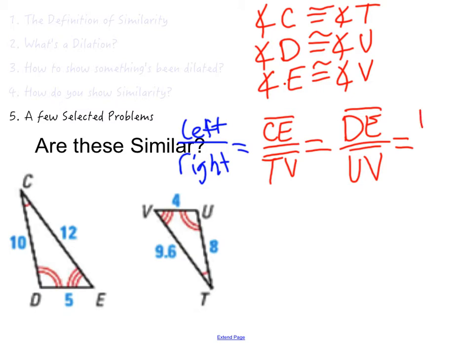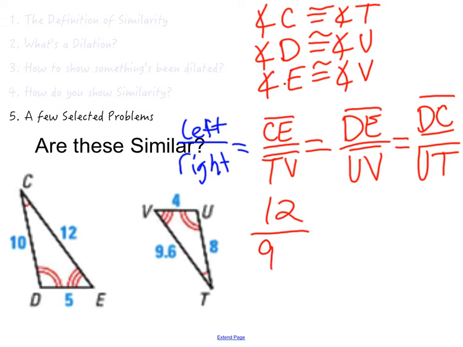Okay, and then our last one is DC over, actually we should do U. And that would be UT. Okay, so then now I'm going to just go ahead and plug in the values. So we have 12, 9.6, and then we have 5, 4, and then 10, 8.